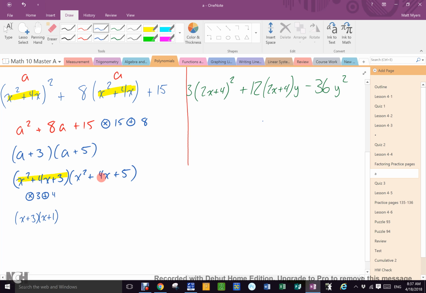Now, what about over here? I would need to multiply to 5 and add to 4. 5 only has 2 factors, 1 and 5. They will make 4 if there's a subtraction involved, correct? Is there any subtraction here? So can that guy factor? No. So we leave him alone because it cannot be factored.